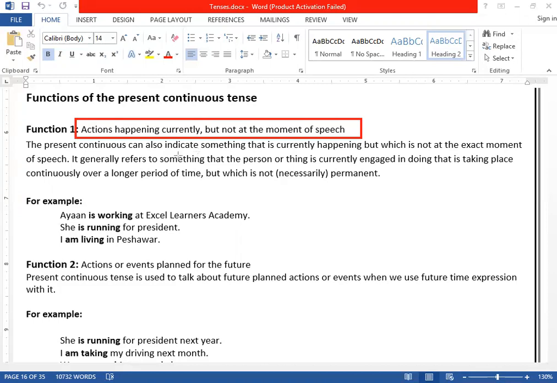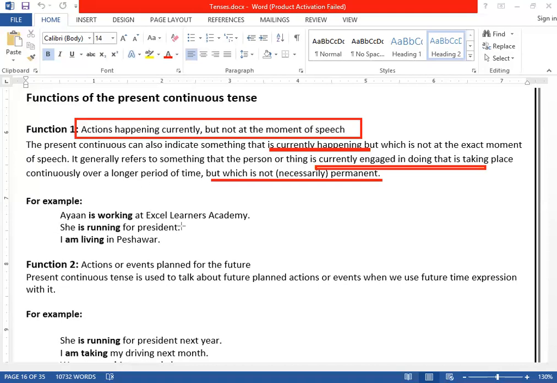Again, present continuous can also indicate something that is currently happening, but which is not at the exact moment of speech. It generally refers to something that the person or thing is currently engaged in doing. Like you people are engaged in taking IELTS classes, clear? Taking place continuously over a long period of time, but which is not necessarily permanent.